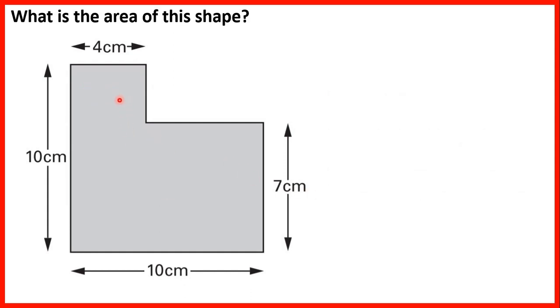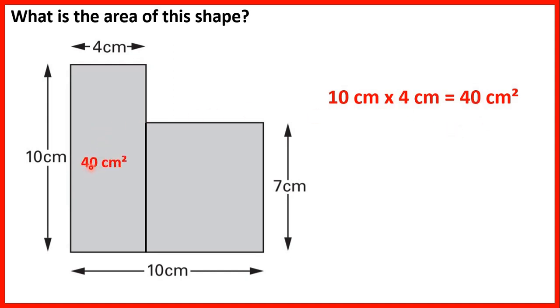There is another way of splitting up the shape. So we could draw a line down here, and then we have this longer rectangle and this rectangle here. So we can work out the area of each and then add them up like we did before. So for this rectangle here, we have a length of 10 and a width of 4, and 10 times 4 is 40. So the area of this rectangle is 40 centimetres squared.